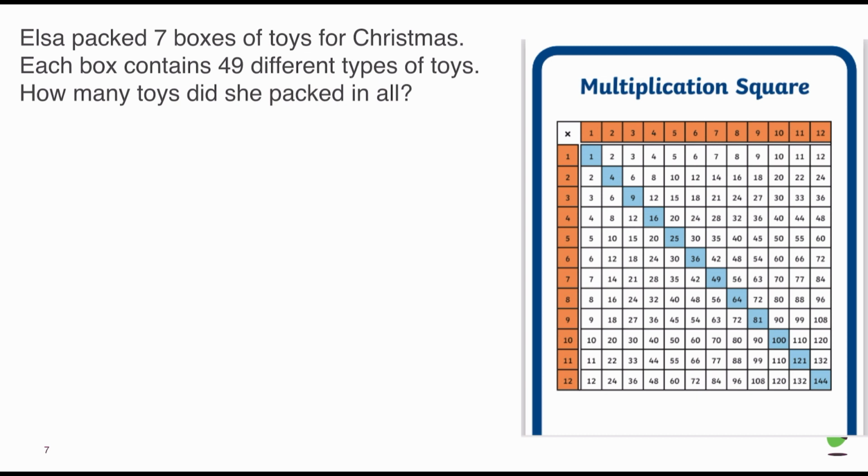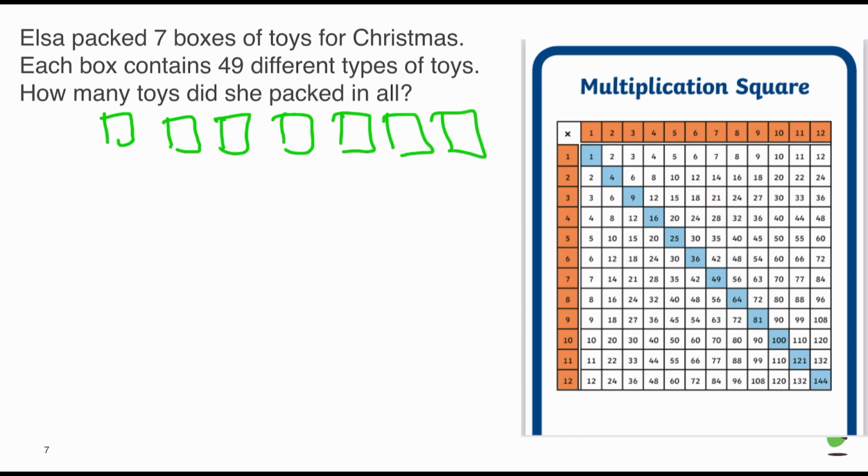So, we understand the problem, that Elsa has how many boxes? 7. 3, 4, 5, 6, 7. Each box, meaning in every box, it contains 49 different types of toys. Meaning here there are 49 toys, 49. How many toys did she pack in all? So, we need to know how many toys there are in all her boxes.